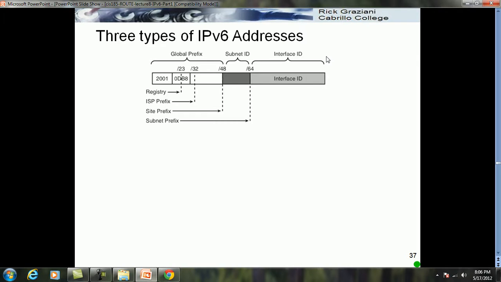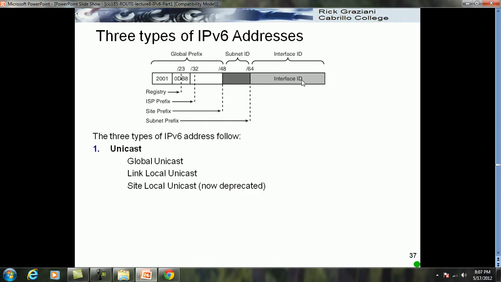Mostly when you write an IPv6 address, it's global prefix, subnet ID, and interface ID. It's not compulsory that you define the interface ID using EUI-64. I can define my own also. The three types of IPv6 address are unicast, that is global unicast, link local, and site local. But site local is now deprecated. Comparing with IPv4, global unicast is like your public IP address, and site local was like your private IP address. Why did we get IPv6? Because we don't want NAT. What does NAT do? NAT translates private to public.